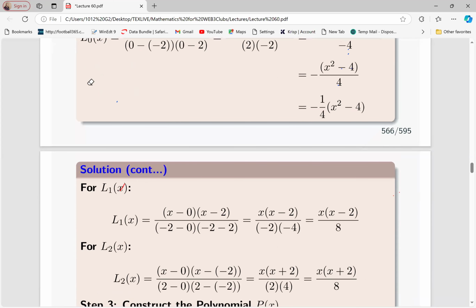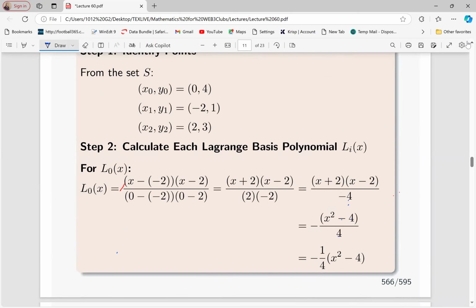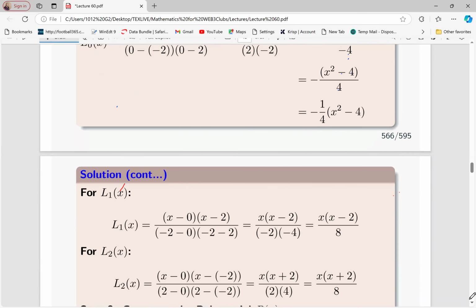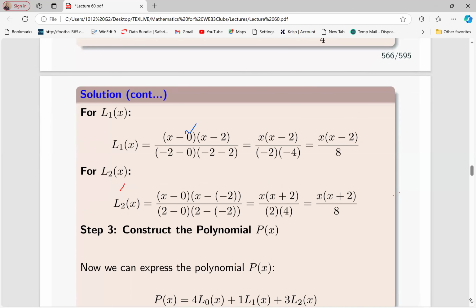Now let's get L1 of x. Let's go back to the points and see what the points were given. Oh yes, this is the point we are now considering. So we'll subtract the other values of x from x. We'll subtract 0 and 2 from x. That's what we are saying. Subtracting 0 and 2 from x.